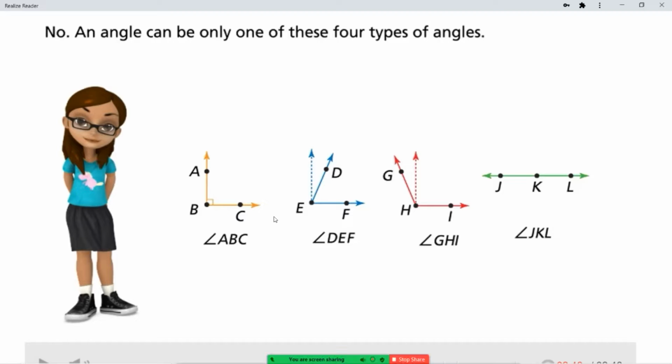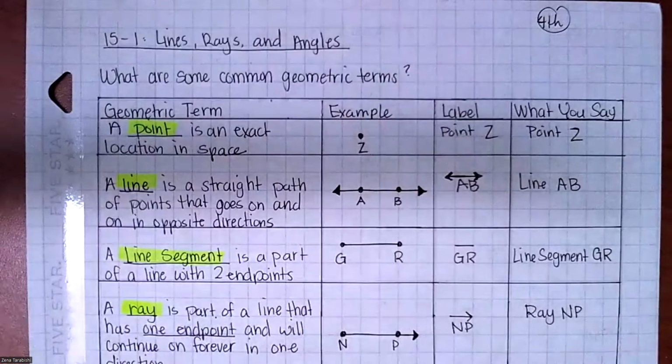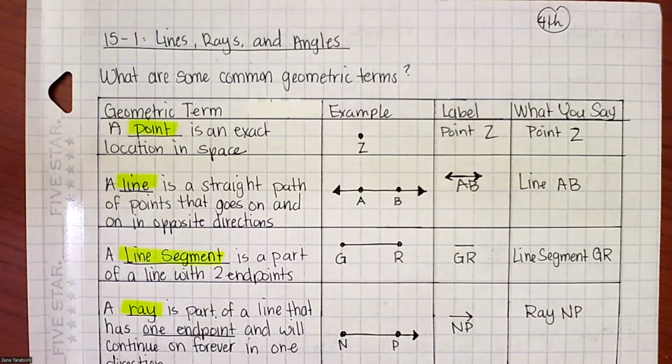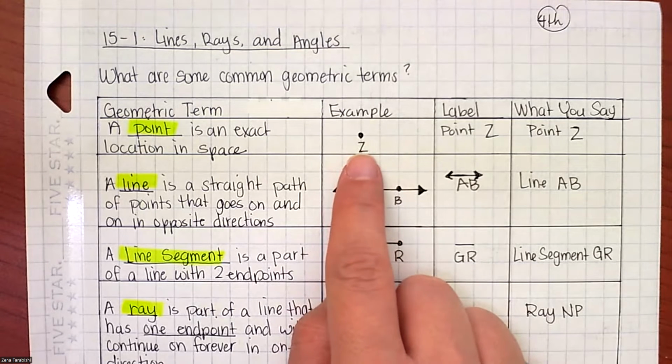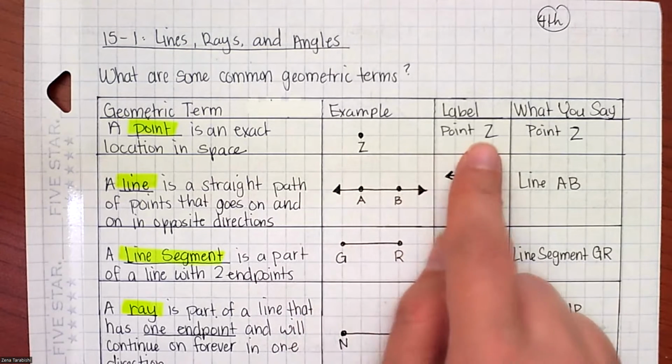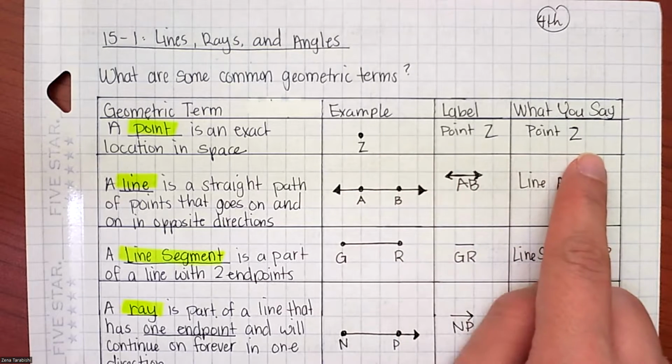All right, let's get into our notes and our guided practice. Now, this is basically just an introduction. You're just getting to know these terms and what they mean and what they look like. So don't worry too much. Now, what are some common geometric terms that we talked about? We said a point is an exact location in space. So over here, I'm going to use the same example they used in the video just to be consistent. So this is point Z. You label it as point Z, and when you want to say the name, you're going to say point Z.